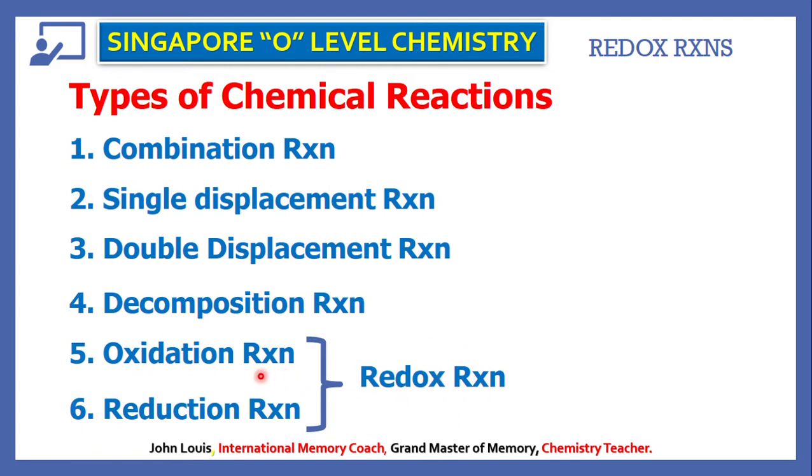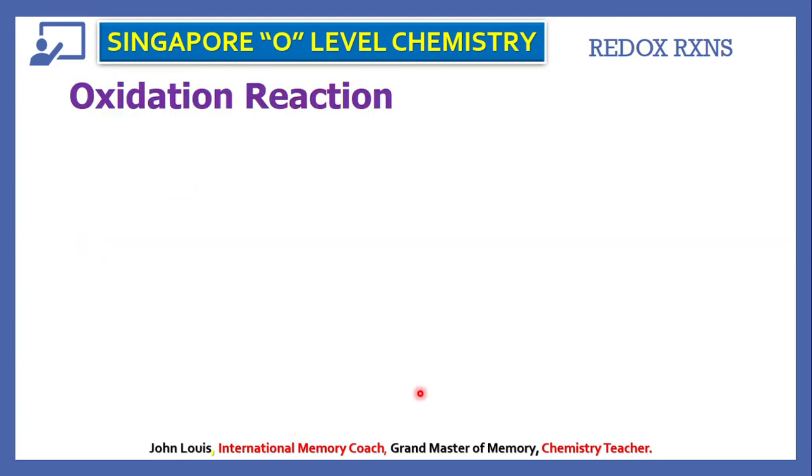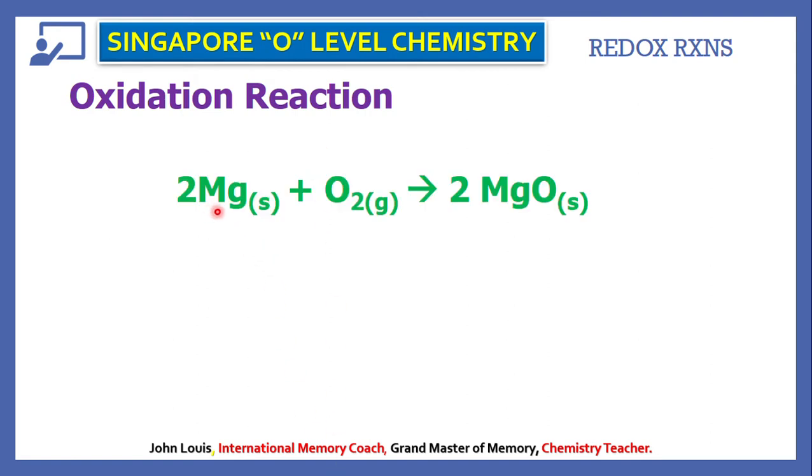Now let us try to understand what is oxidation reaction separately and reduction reaction separately, and then we will learn combinedly why it is known as redox reaction. Now let's take oxidation reaction. Let us take this reaction: magnesium plus oxygen gives magnesium oxide.